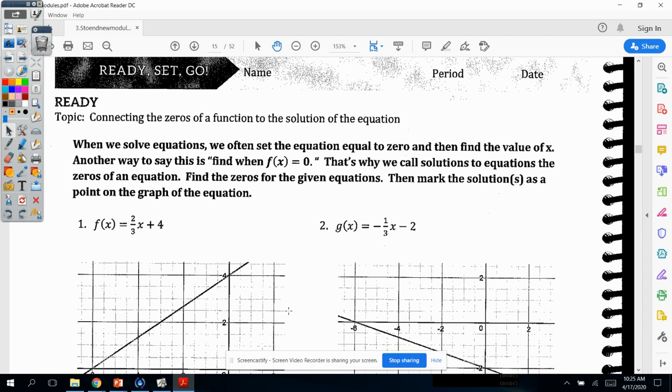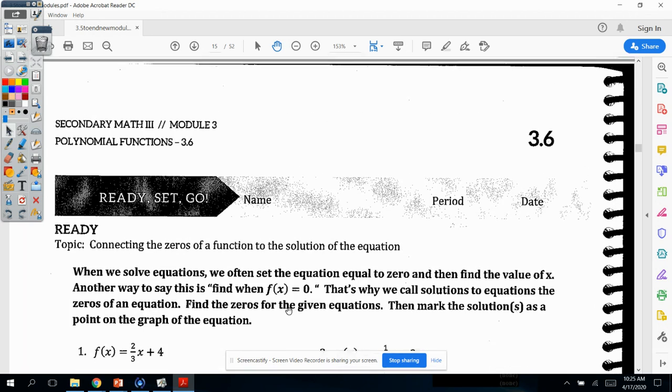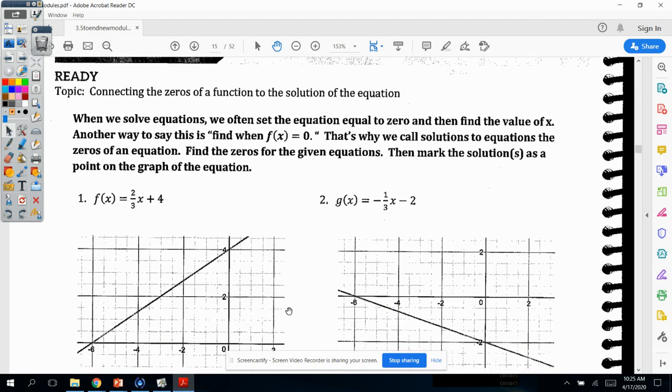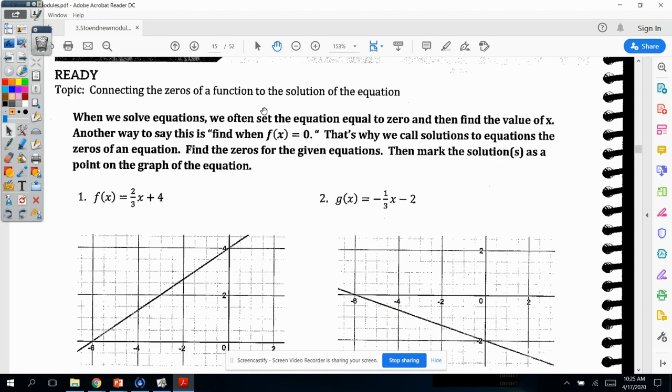There's some really good stuff here in this 3.6. Ready, set, go. What is this? Connecting zeros to the solution.